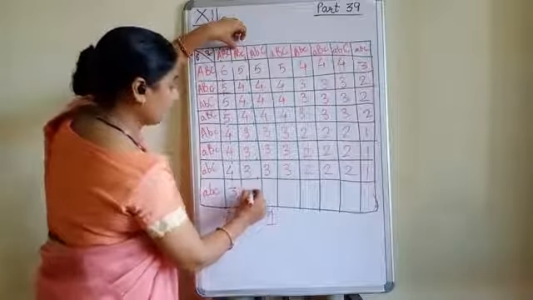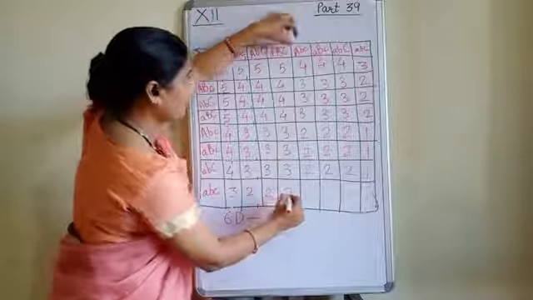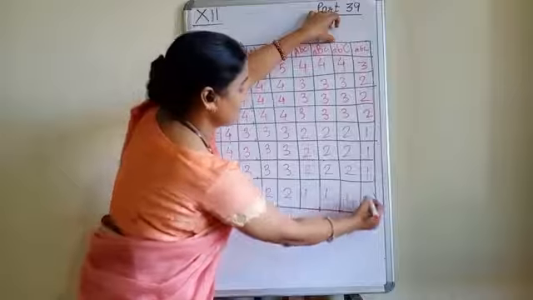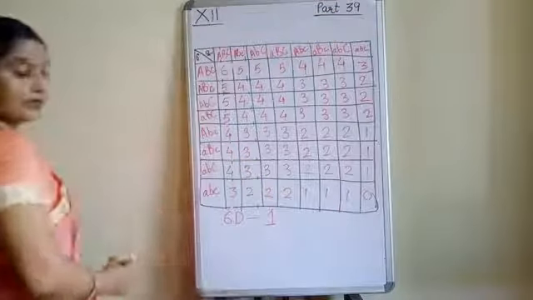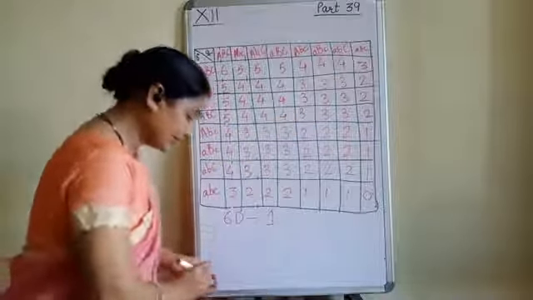Now 2 dominant 2. 2 dominant 2. Again 2 dominant. Here 1 dominant. Here 1 dominant. 1 dominant and 0 dominant. Clear? So now I think the cross is clear.